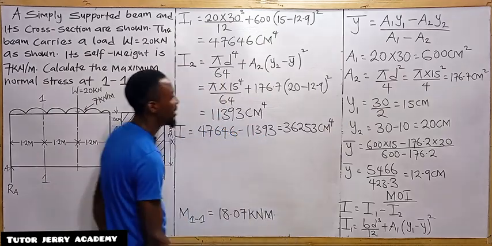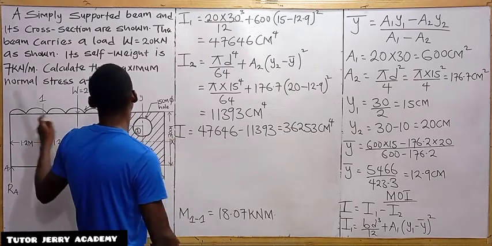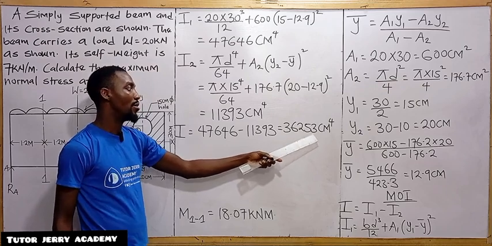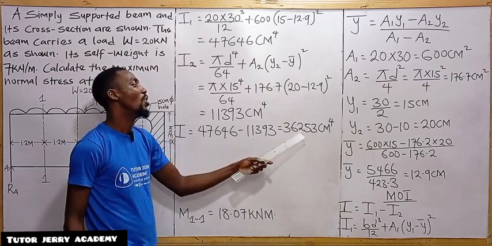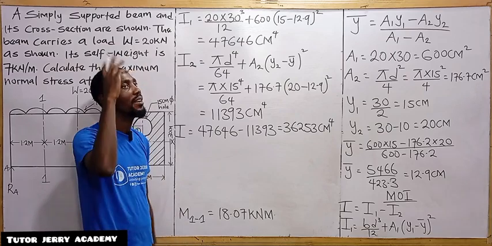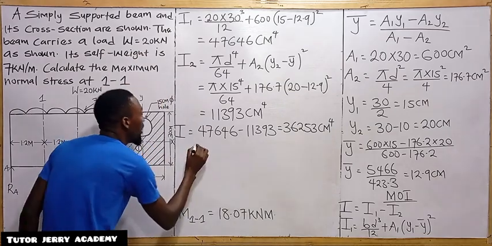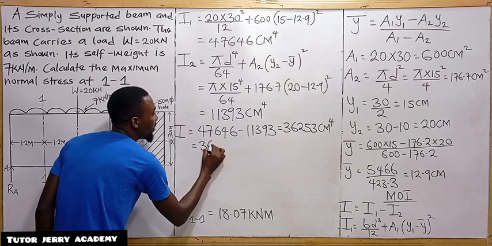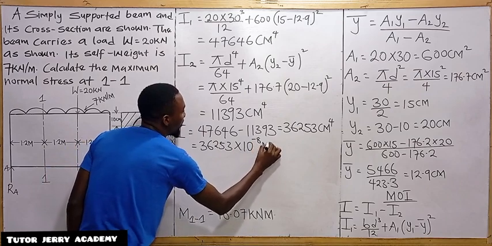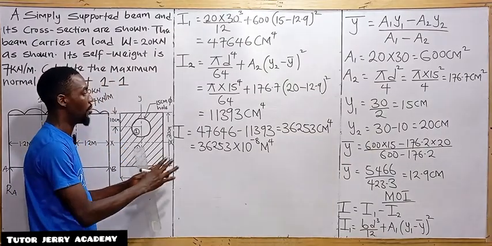All right. So now the next thing we are going to do is take this to be in meter, because our self weight here is in meter. So how do we take this to meter? We know if we want to take from centimeter to meter, we divide by 100. Since it's to the power of 4, we are going to raise it to the power of 4. So this will be equals to 36253 multiplied by 10 to the power of minus 8 meter to the power of 4. All right. This is the value of our moment of inertia.